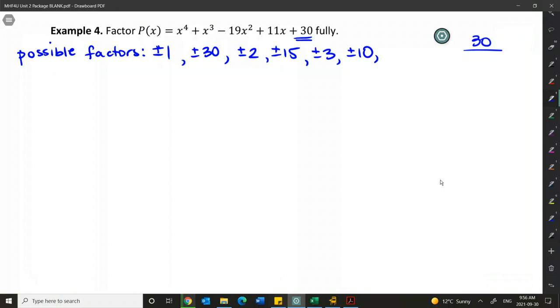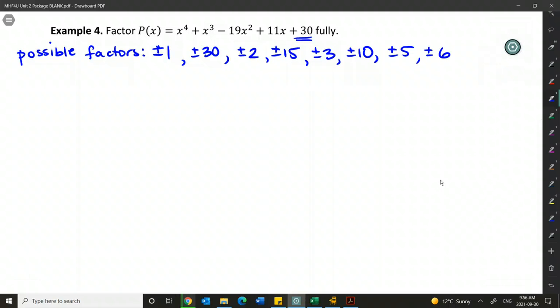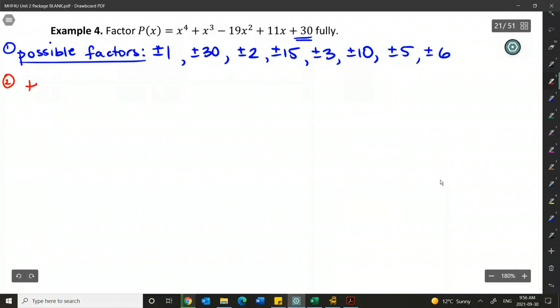4? 5? Yep, 5 times 6. And we've just gotten to 2 numbers that are very close to one another, so that's pretty much it, right? Because the next one I would ask about is 6, and we've already got that. So there's all of them. So that's always the first thing, possible factors. Second thing, test.